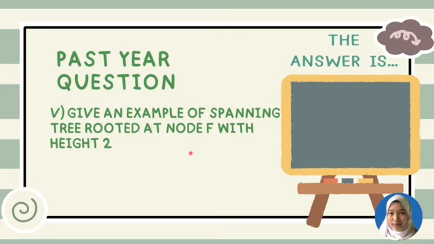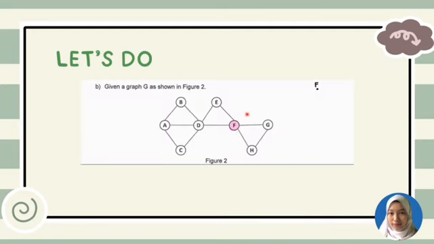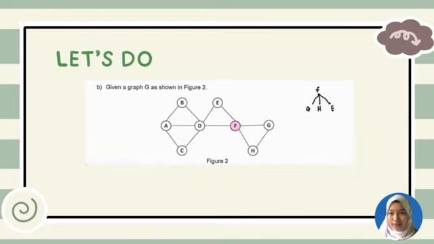The question is to start with node F with height 2. The height must be 2, so you have to figure it out. It must start with F. F can be connected to G. F can be connected to H. F can be connected to E.